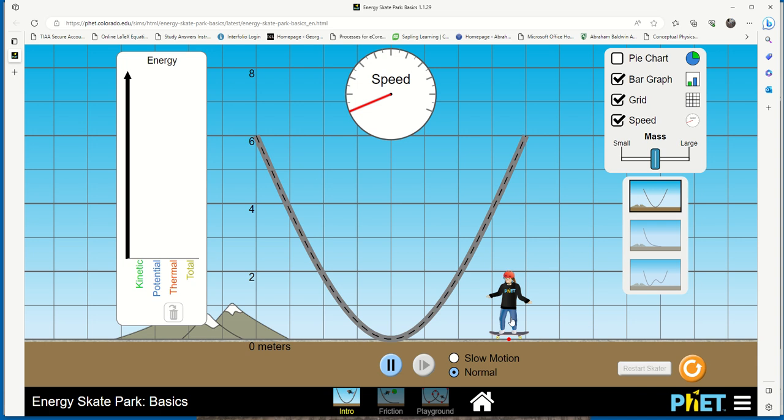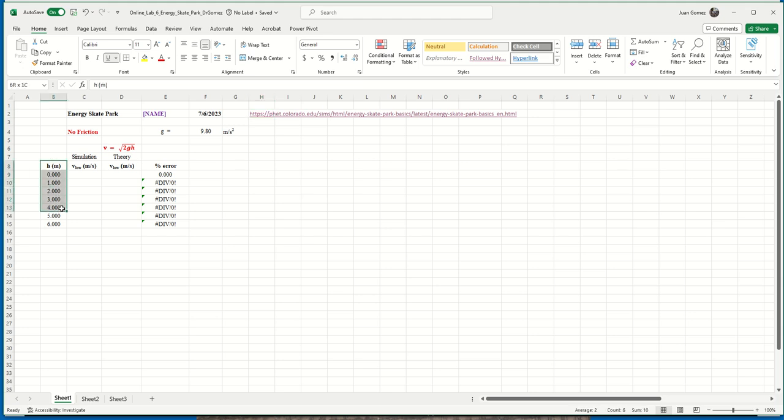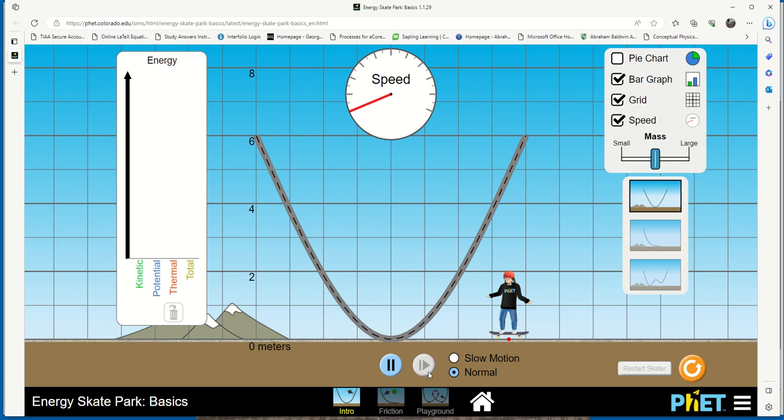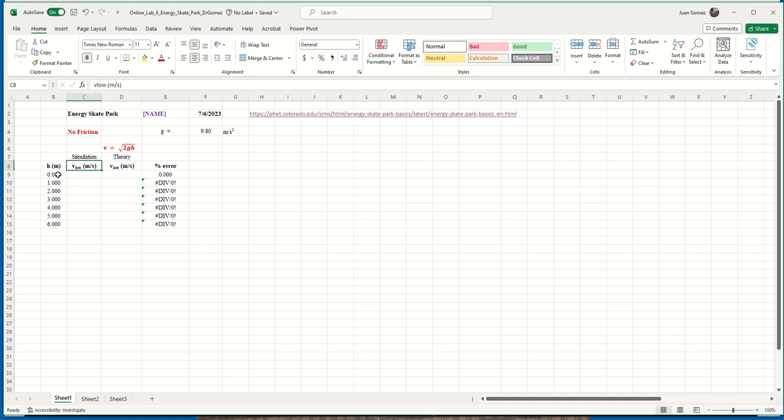Now, what we're doing is you're going to set the skateboarder and release him from rest at these various heights. Starting off with a height of 0, then put him at a height, in meters, of 0, 1, 2, 3, 4, 5, and 6. Then I want what I call V low. All I want is the speed of the skateboarder when he's at the lowest point of the skateboard track, right here, at a height of 0. So I want to start off the way they're entered in the spreadsheet. I'll start off at 0, and then 1, 2, 3, all the way up to 6.